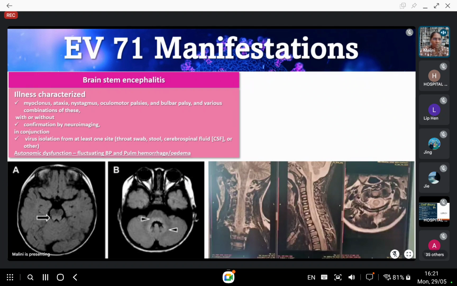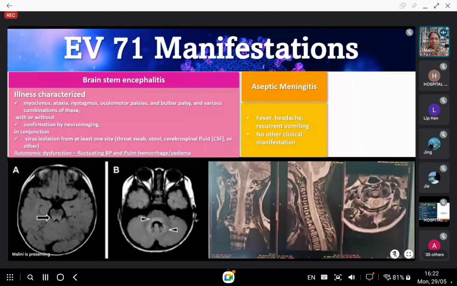So you can see this is the medulla, and the posterior medulla is involved. This is the midbrain, the pons and the dentate nuclei being involved. So I think the devastating consequence would be autonomic dysfunction leading to neurogenic pulmonary edema, and most patients die of neurogenic pulmonary edema when they develop brainstem encephalitis.